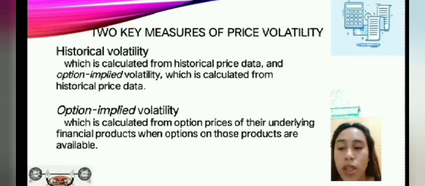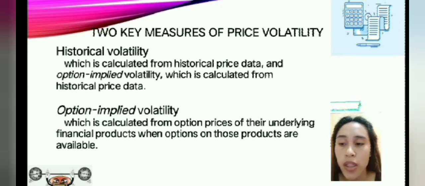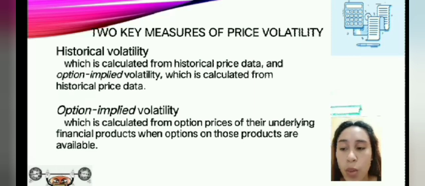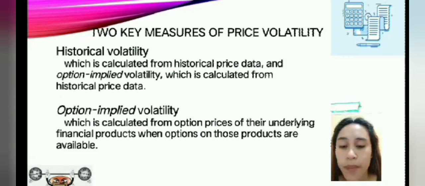There are two key measures of price volatility. First is historical volatility, which is calculated from historical price data. Second is option implied volatility, which is calculated from option prices of their underlying financial products when options on those products are available.